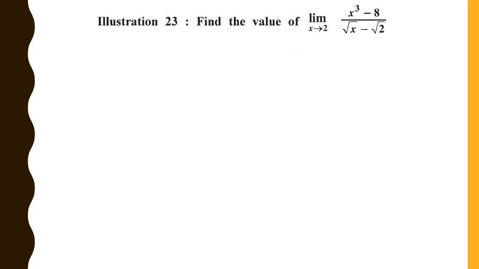Now let us take a sum where square roots are given in the denominator, and the numerator we can factorize. X cube minus 8, we have to factorize this numerator, else we are not going to do anything else. So x cube minus 8 is a standard format, that is a cube minus b cube. Here 8 is the cube of 2, so it is actually x cube minus 2 cube. And if you remember it properly, it becomes x minus 2 into x square plus 2x plus 4.